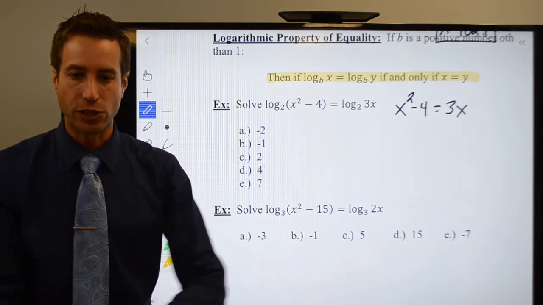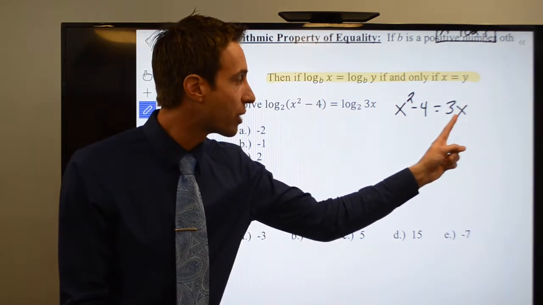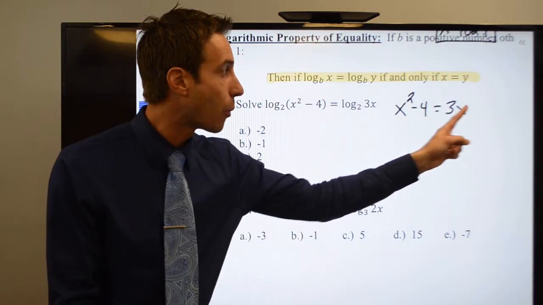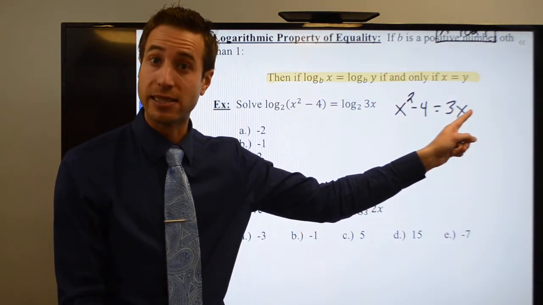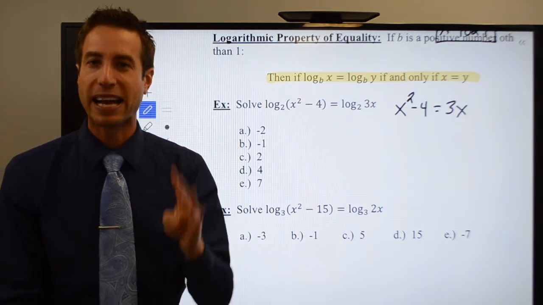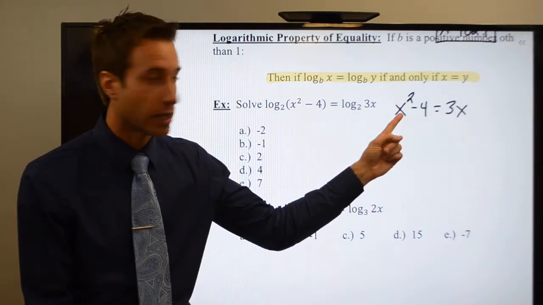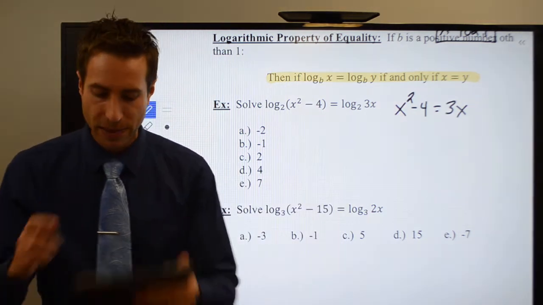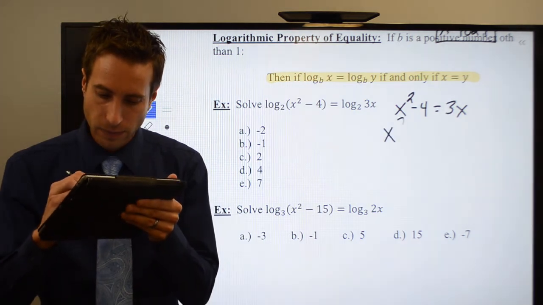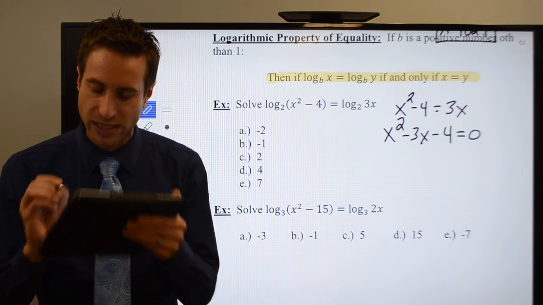Now all I have to do is solve for x. Well, in order to do that, I'm going to move the 3x over to this side. That way it'll be set equal to 0. This should kind of jump off the page at you. Back in chapter 4, we spent the entire chapter solving quadratics. And you have an x squared. This is going to wind up being quadratic. x squared minus 3x minus 4 is equal to 0.